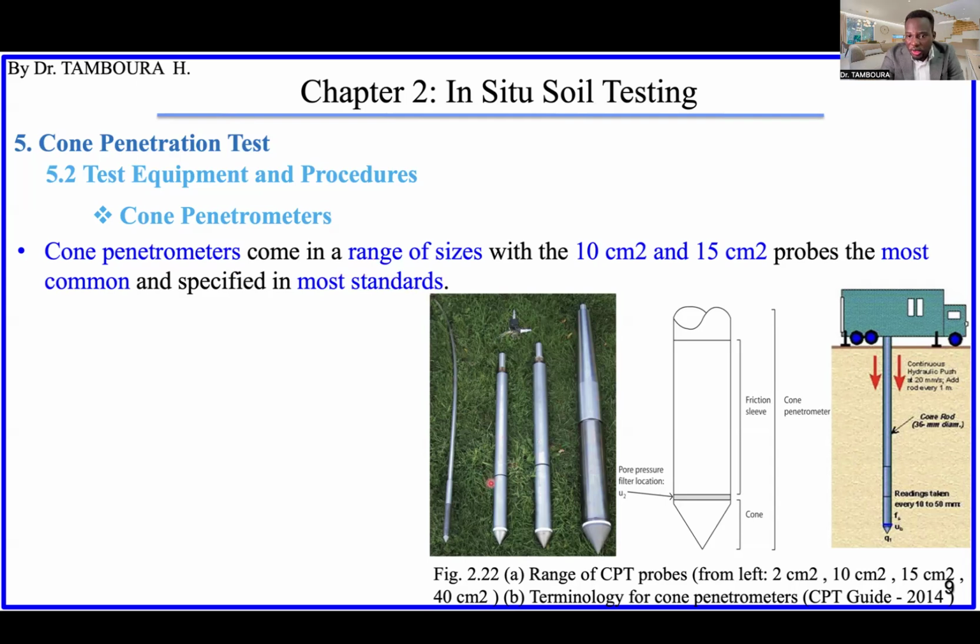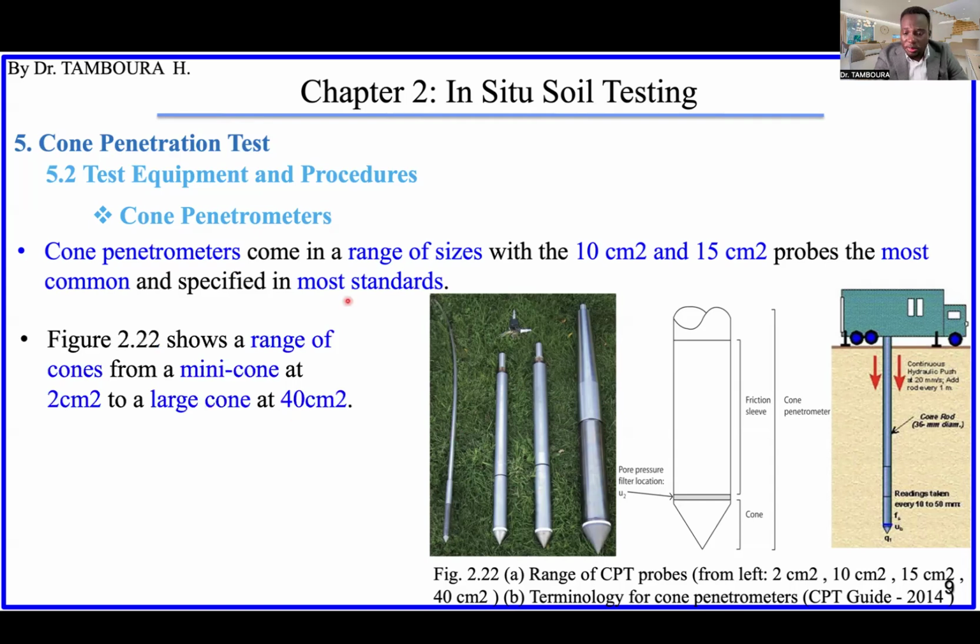And this photo is showing us 2 square centimeter. This is the section, okay. The diameter of the cone. 2 square centimeter, 10 square centimeter, 15 square centimeter, and 40 square centimeter. Okay. So these two in the middle are the most common. Maybe the small ones are mainly used in small scale tests in a lab, for example. You can use this small one. Okay. A Mini-CPT.